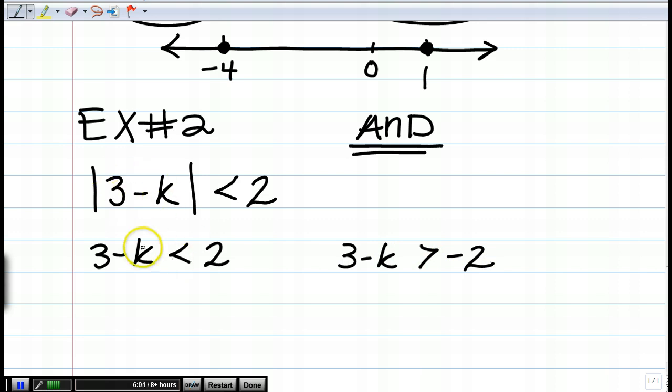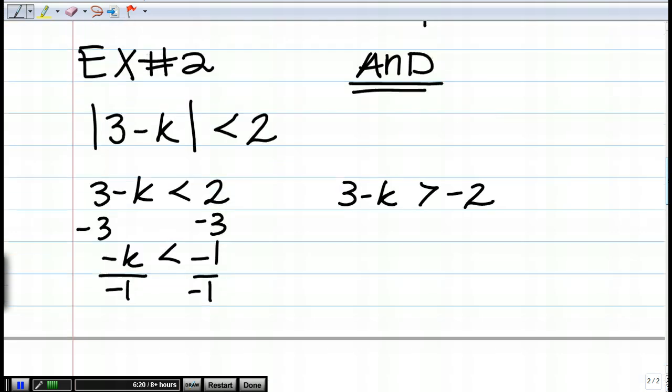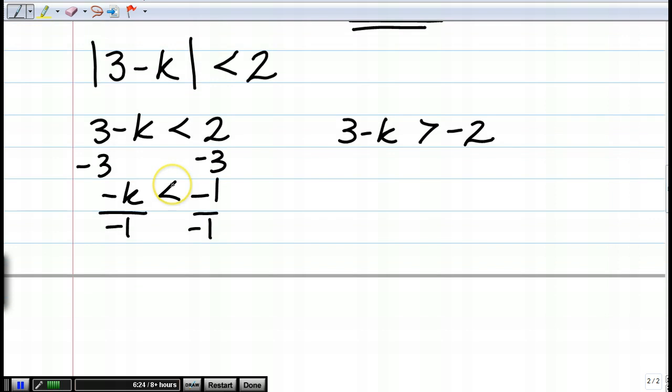Again, you're not changing what's in the absolute values. And then you go ahead and solve. You subtract 3. You have -k is less than -1. You're going to divide by a -1. And remember, when you divide by a -1, you must change the inequality sign. So it's going to be a positive k is greater than a positive 1.